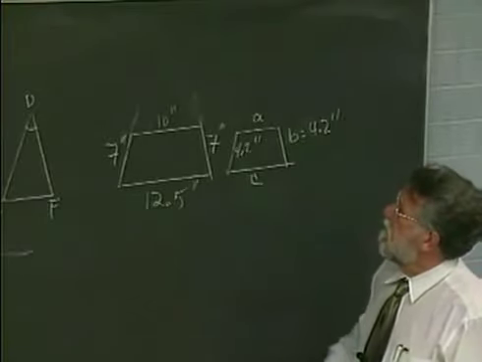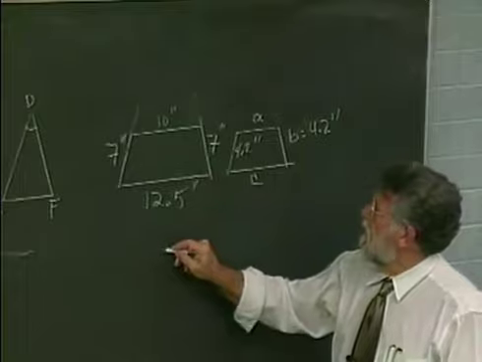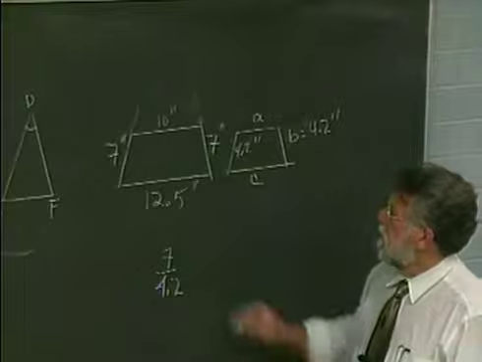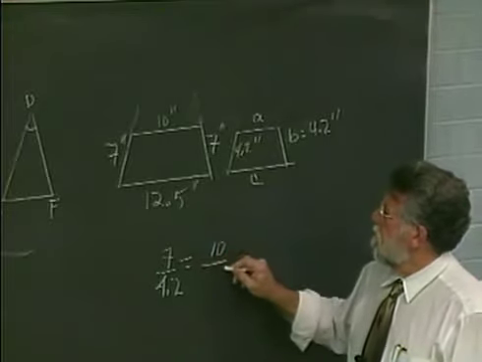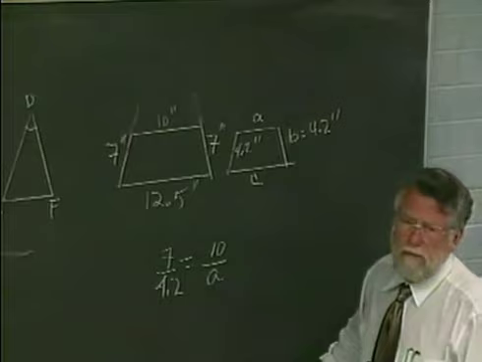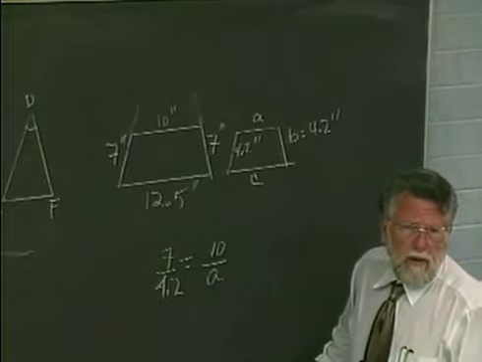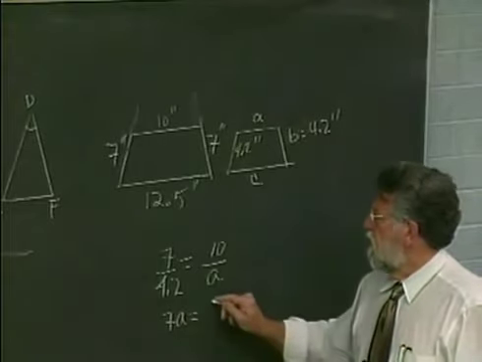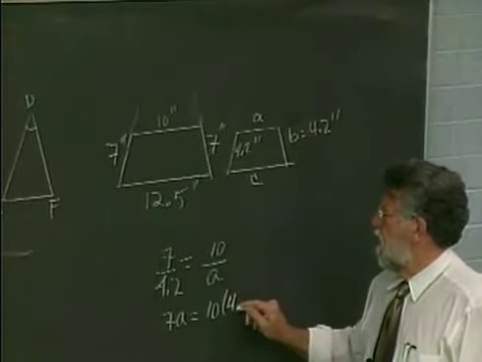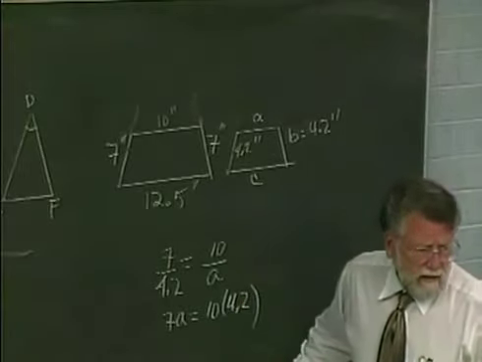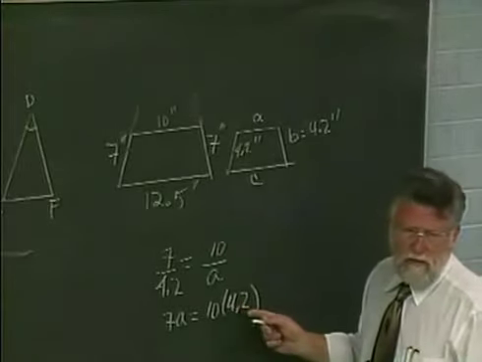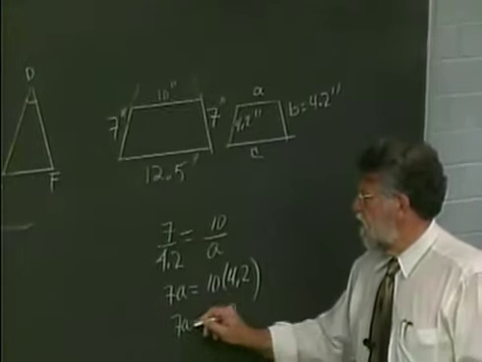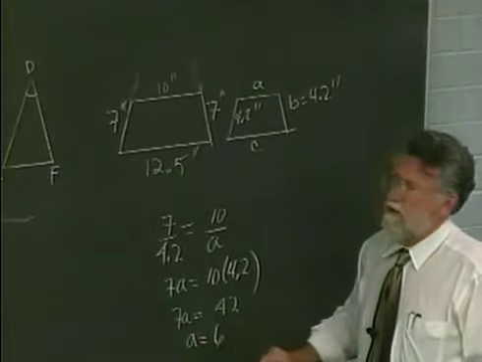Now, in terms of what we have here, I could argue 7 is to 4.2 as what? 10 is to A by proportional parts. So if that's the case, then 7A is equal to 10 times 4.2, and you have to appreciate what the author did with the numbers, because the 10 times 4.2 will give you just 42. So 7A is 42, so A is 6.